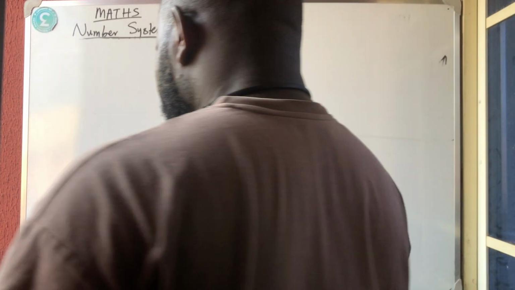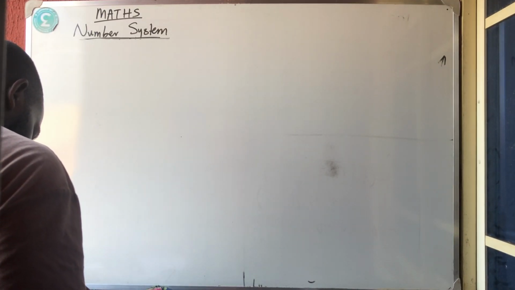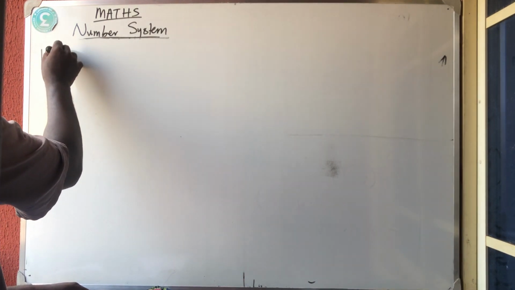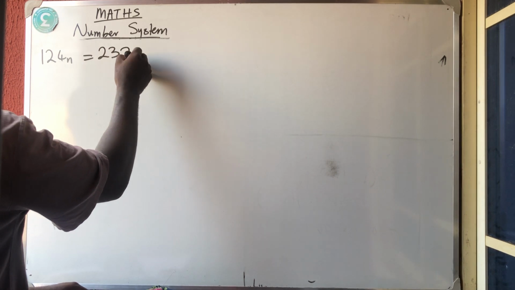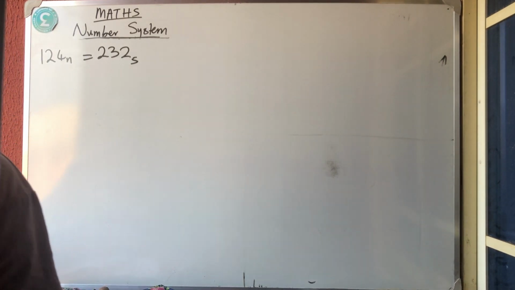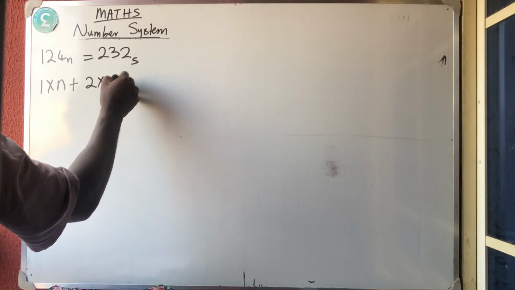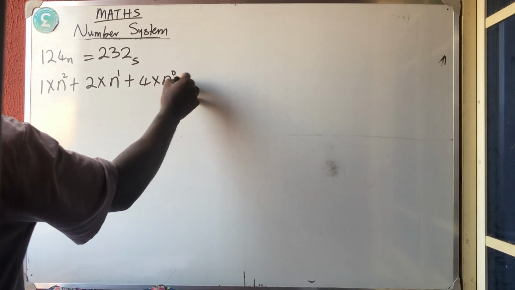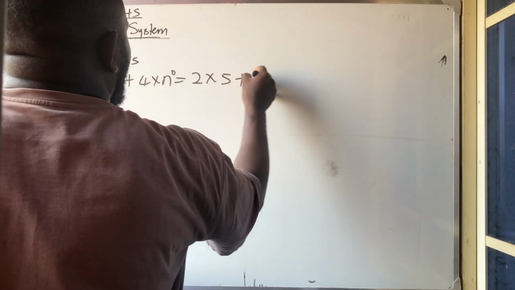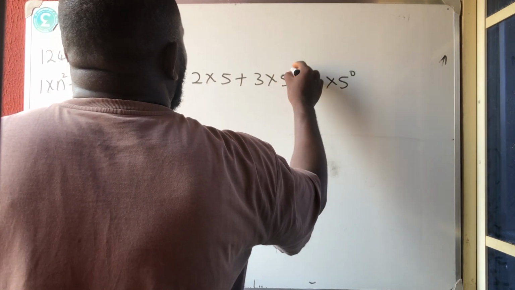Okay, so the next question we're going to look at here says I'm having 124 base n is equal to 232 base 5. The same method, it doesn't change. So I have 1 times n squared plus 2 times n plus 4 times n to the power 0 is equal to 2 times 5 squared plus 3 times 5 plus 2 times 5 to the power 0.